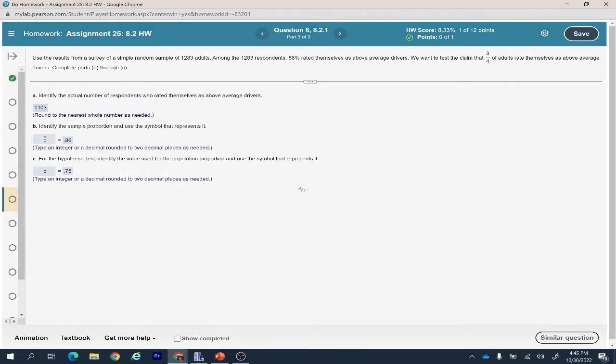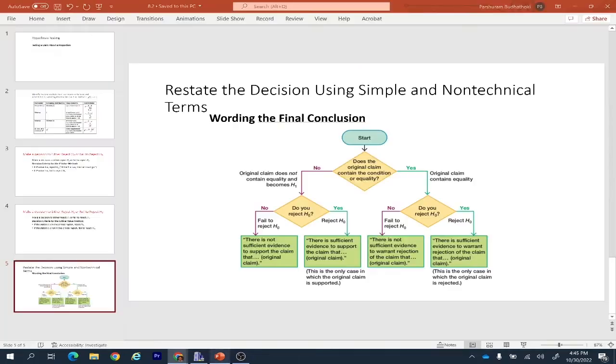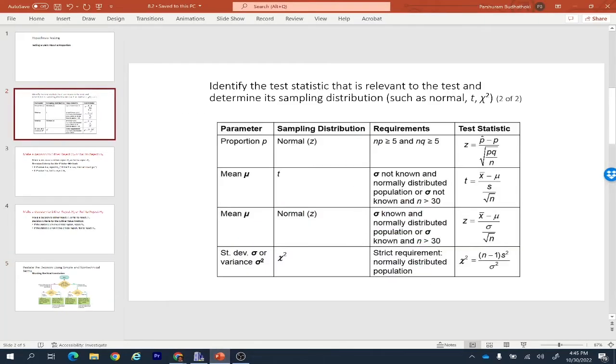Okay, let's look at another problem here. A poll of 1,090 Americans showed that 47.2% of the respondents prefer to watch the news rather than read or listen to it. Use those results with a 0.01 significance level to test the claim that fewer than half of Americans prefer to watch the news rather than read or listen to it. Use the p-value method. Use the normal distribution as an approximation to the binomial distribution. So we need to use the normal distribution, and we can use this value for the test statistic.